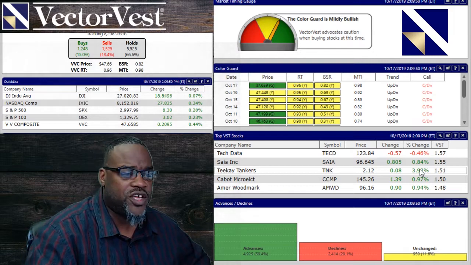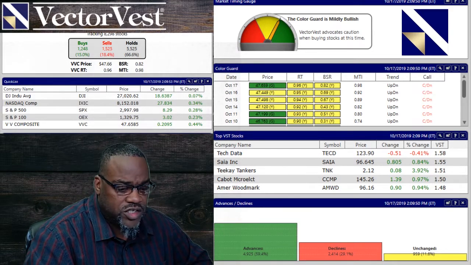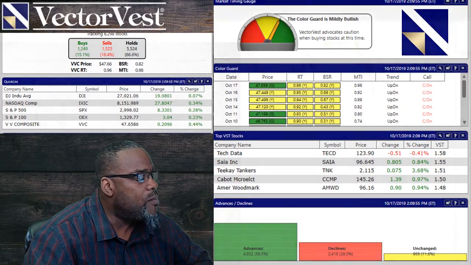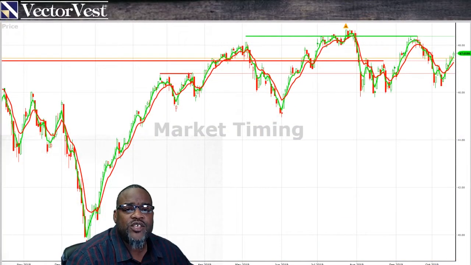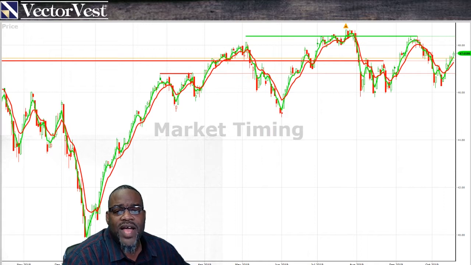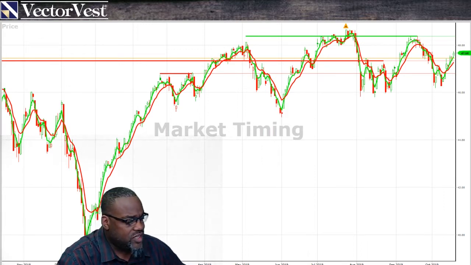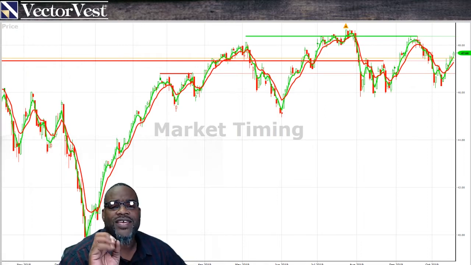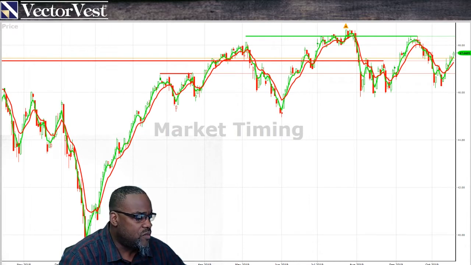Now, because we're sticking with the market overview, let's take a look at what we see in our market timing graph. Our market timing graph looks at the price movement of the VectorVest composite. The VectorVest composite is an indexed arithmetic average of all of the stocks that we track, and currently we're tracking almost 2,300 stocks. This is the movement on a one-year basis of that VectorVest composite.